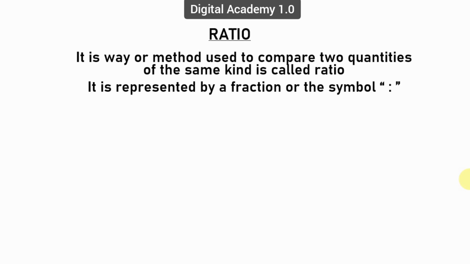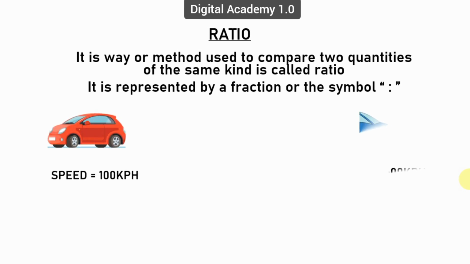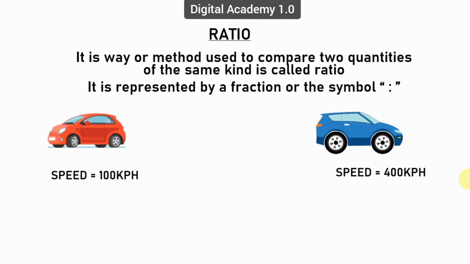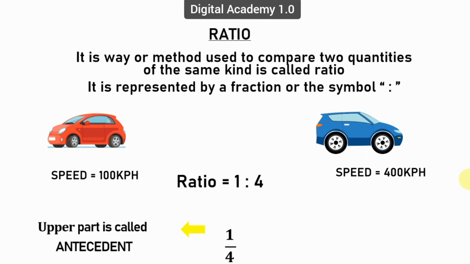In order to understand ratio in real-life examples, suppose we have two cars with different speeds to be compared. Car 1 speed is 100 km per hour. Car 2 speed is 400 km per hour. So the ratio between the cars becomes 1:4. It can be written as a fraction like this. The upper part is called antecedent, and the lower part is called consequent.